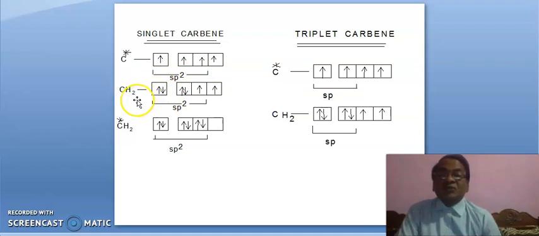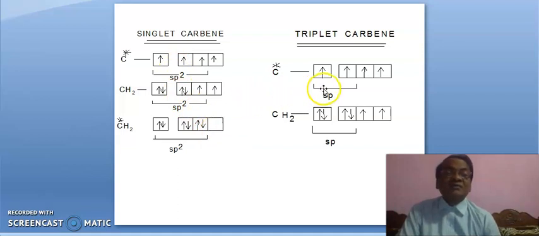Here it is CH2, meaning 2 hydrogen atoms overlap with this and this. This electron is of hydrogen, this electron is of hydrogen, and there are 2 unpaired electrons here. Under the influence of high energy, this electron comes here, meaning this electron gets paired up. So, at high energy, this electron is forced to pair up. So this methylene, this singlet carbene, is said to be in the excited state. So it is very clear that singlet carbene is in the excited state.